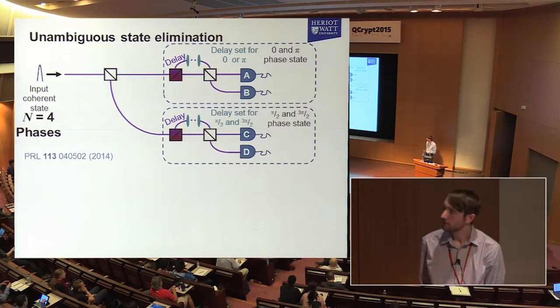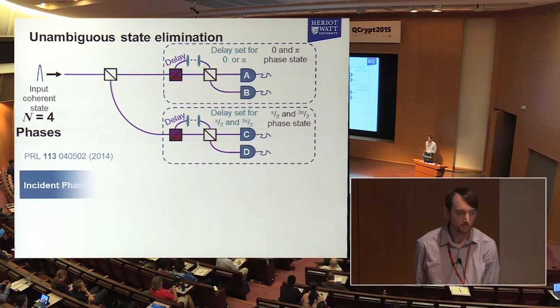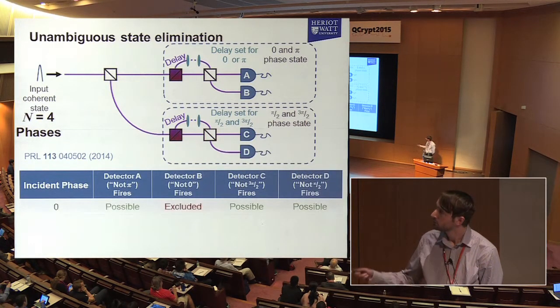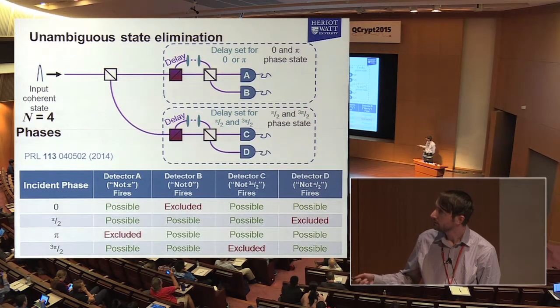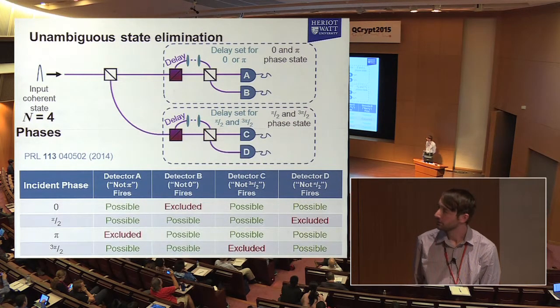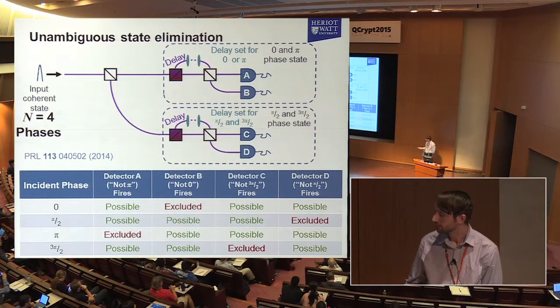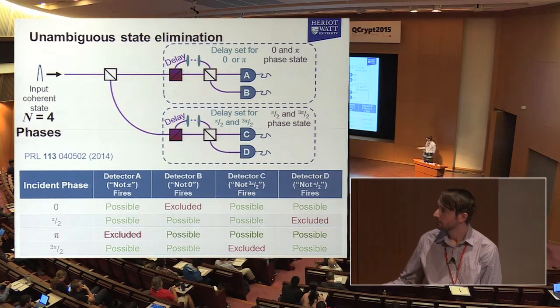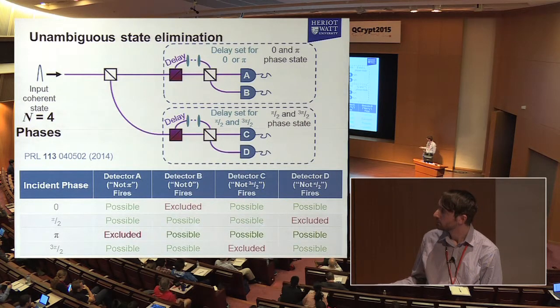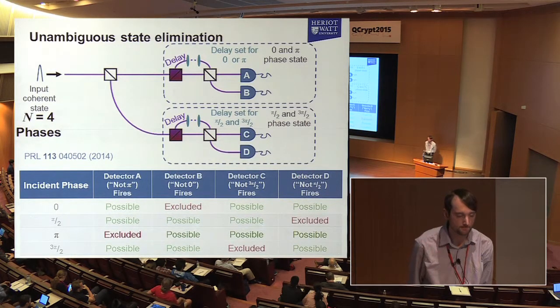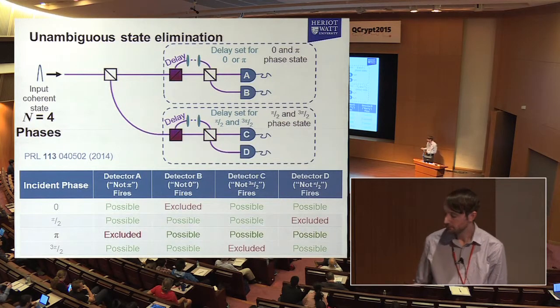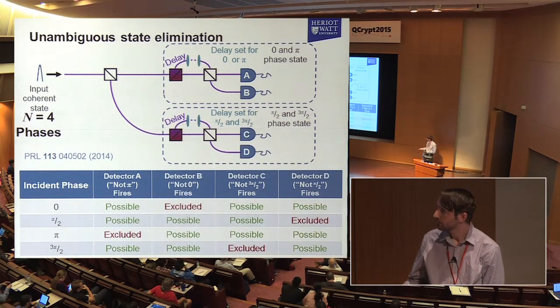So just to explain how the unambiguous state elimination works, we've got our 4 detectors and our 2 interferometers. We lock off a fixed phase difference in one interferometer of pi by 2. Then if we take a look at the table of possible events across the detectors, taking for example the case of pi here, we can see that the detector which we've labeled as being not pi must not fire. The detector for not 0 can fire, not 3 pi by 2 can fire, and not pi by 2 can fire.